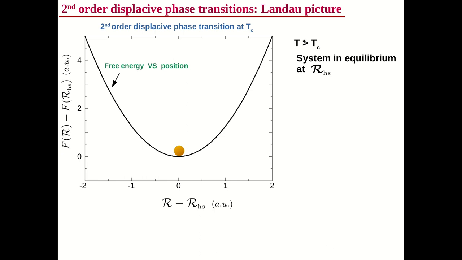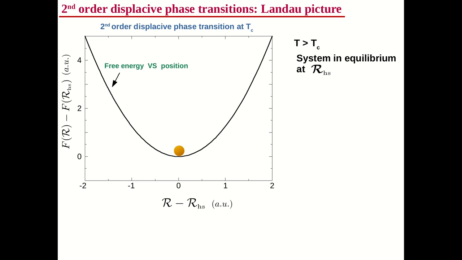Now, what happens when we are, for example, at high temperature? Let's suppose that we have a system that at high temperature is in the high symmetry configuration, and when the temperature goes below a certain critical temperature, we have a phase transition, and the system goes from the high symmetry configuration to a lower symmetry configuration. Let's see what happens within the Landau picture.